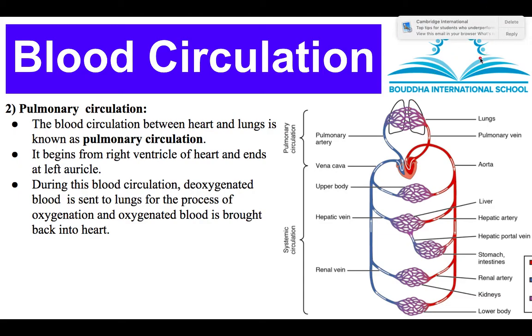Okay, but systemic circulation has two functions. One is what? Supplying pure blood to whole body. After that, collecting impure blood from whole body into the heart.